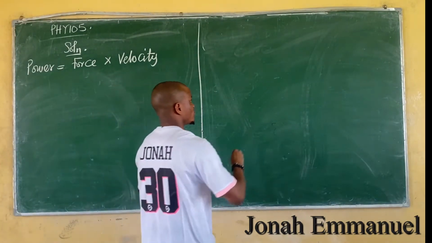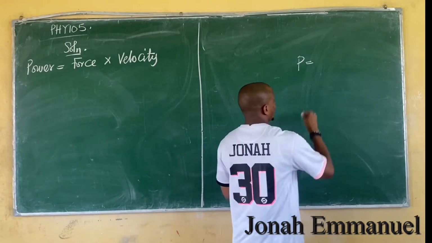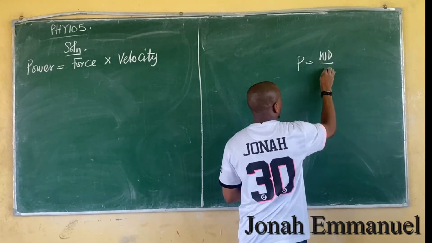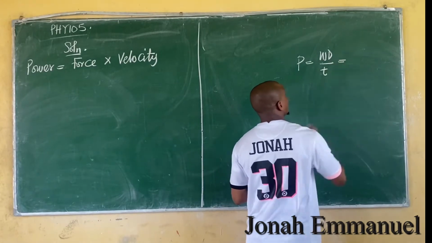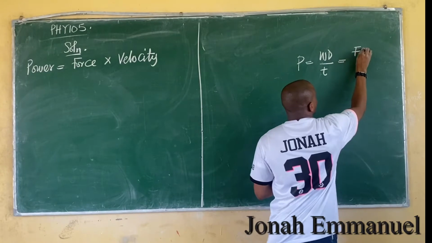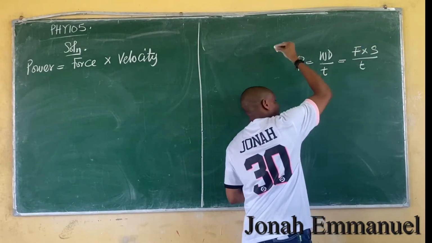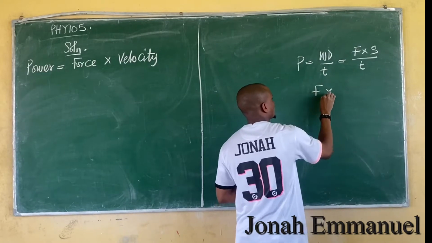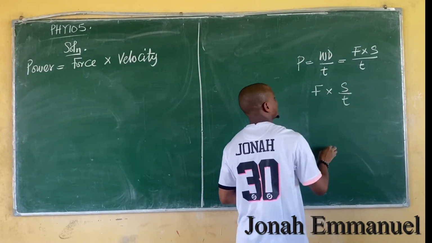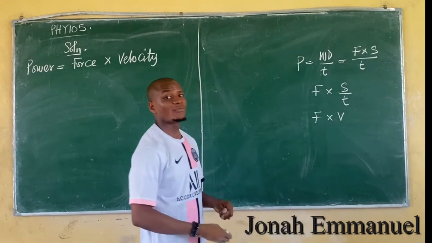Here's your proof. So power is equal to the rate at which work is done. That becomes work done over what there? Time. In science, work done is what there? Force times distance. Becomes force times distance over time. That becomes force times what there? Velocity. So it's correct.